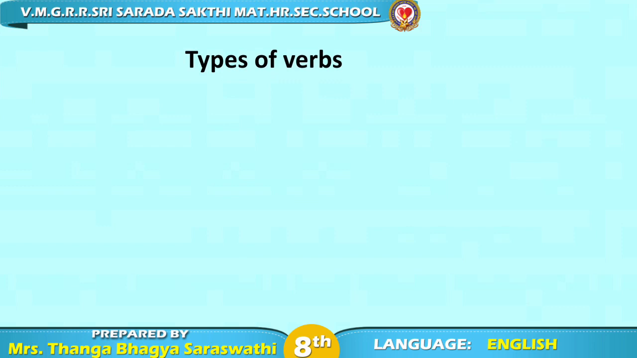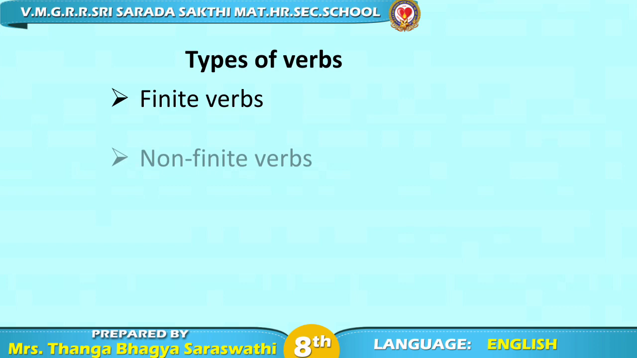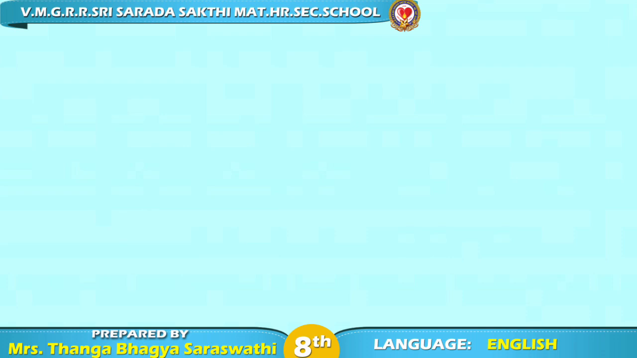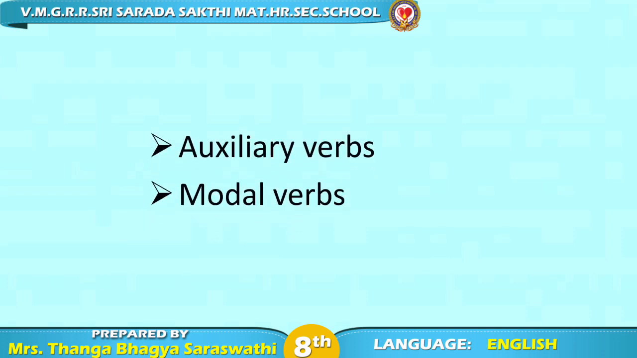And in this class, students, we have seen types of verbs: finite verbs, non-finite verbs, action verbs, and linking verbs. In our next class we will discuss auxiliary verbs and modal verbs. I hope you all understand about the verb and its kinds.